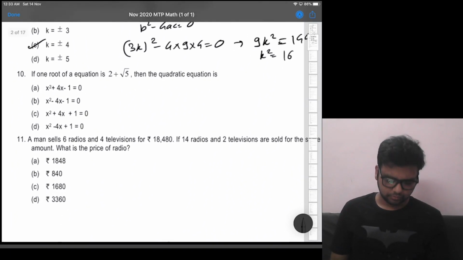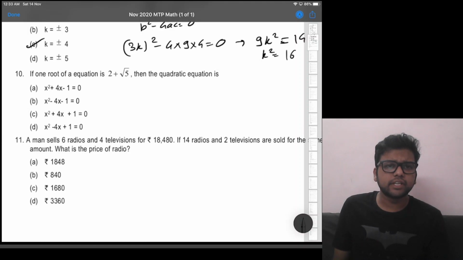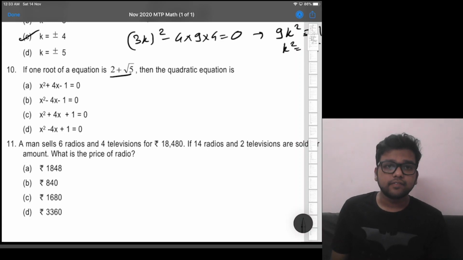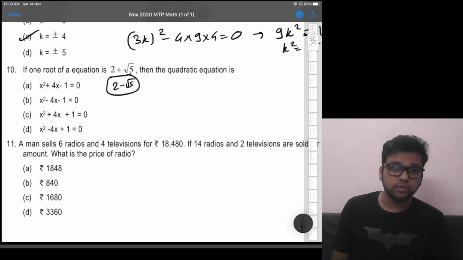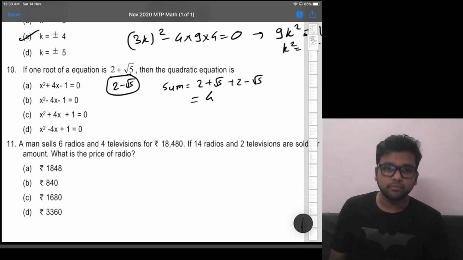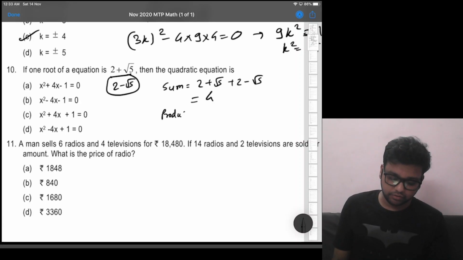Next, 10th. If one root of the equation is 2 plus root 5, then quadratic equation is what? Okay, this is irrational. That means other root must be its conjugate, that is 2 minus root 5. So this is one root, this is other root. So sum of roots will be 2 plus root 5 plus 2 minus root 5. Root 5 cancels, 2 plus 2, 4 is the sum. Product of roots will be 2 plus root 5 into 2 minus root 5.